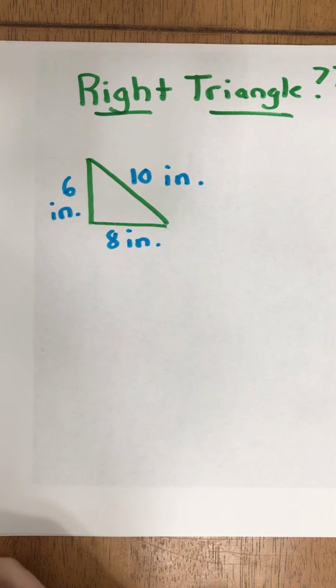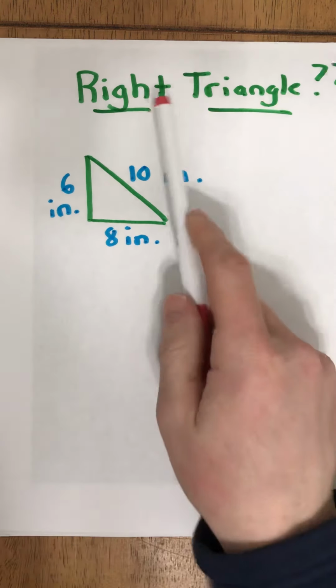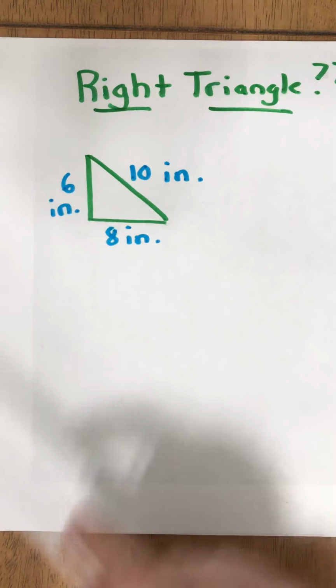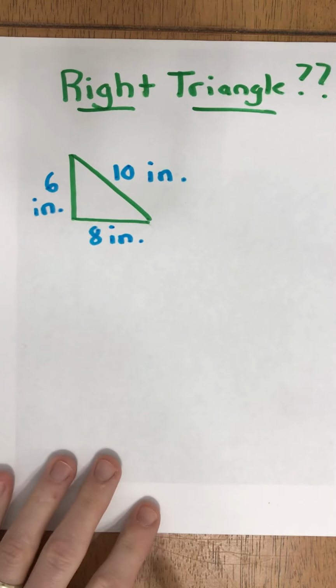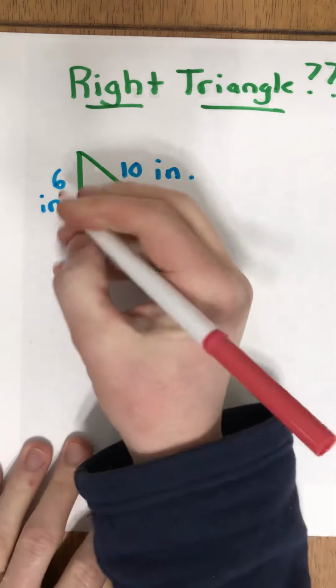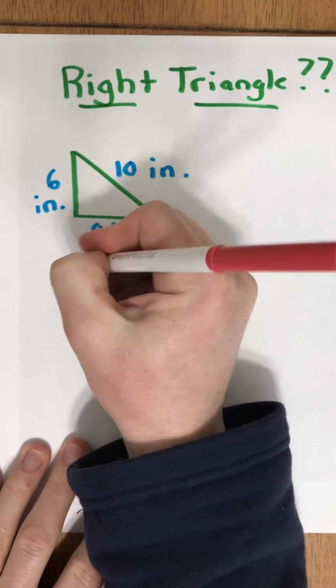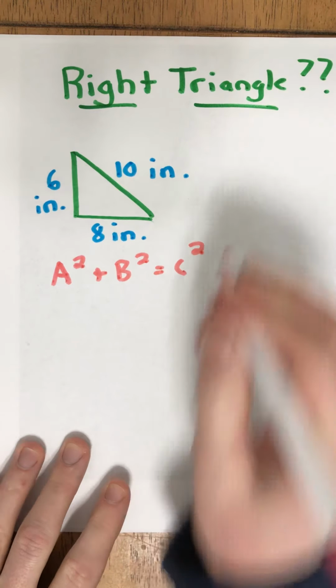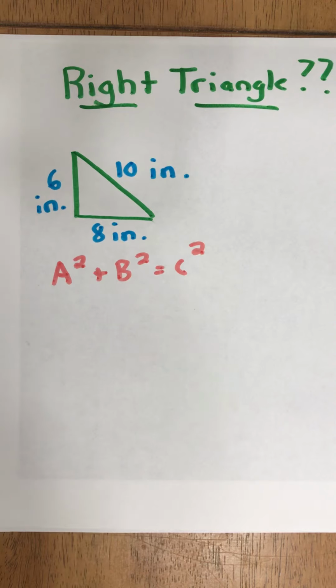So what we're going to do today is we're going to try and figure out if we have right triangles or not. So yes or no to a right triangle. Now this is going to happen when you're given three sides. You can figure out if it's going to make a right triangle or not by using the Pythagorean theorem. So we're going to use a squared plus b squared equals c squared. And if the Pythagorean theorem works, then we're going to have a right triangle. If it doesn't work, then we don't have a right triangle.